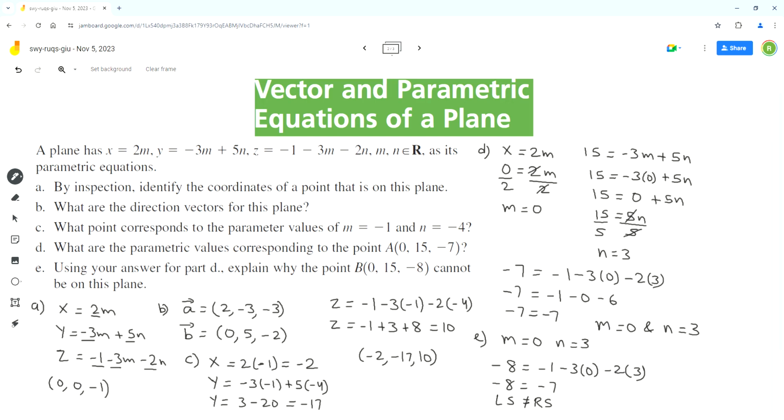So we can see that the left side is not equal to the right side. So that means that the point B cannot be on this plane. So this is a very important concept we need to understand and memorize. Whenever we have to check whether a point lies on a plane, the calculated values for the parameters should satisfy all three equations for the given point. So these are the steps you have to keep in mind to solve a problem like this one.